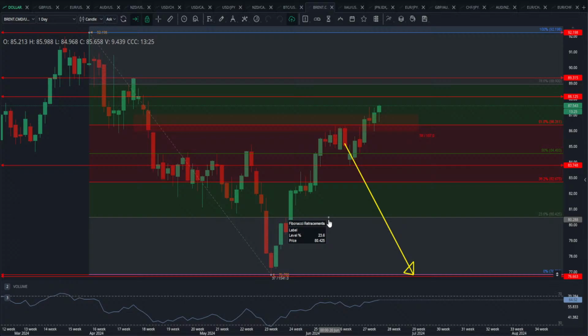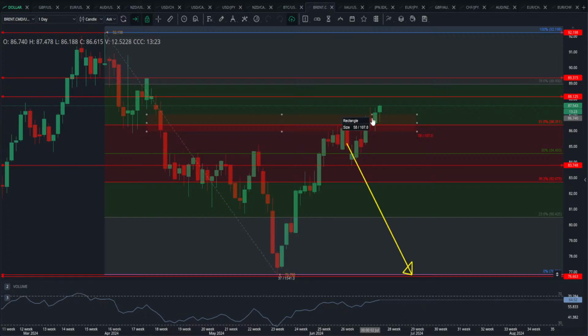What is happening with the Brent? Wow, Brent is making higher highs, higher than this swing high. So what is the next swing high, guys? Next swing high is around 89.31. So that may be the potential target. 89.31 may be the potential next target for the price.